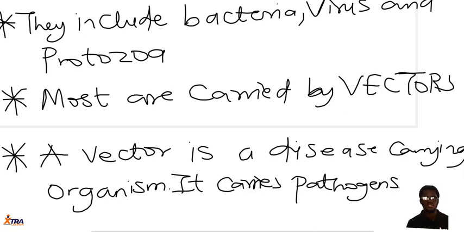So how do these pathogens then get into our bodies? There are varying ways in which they do that. For instance, they can get into our body through the skin. For example, there are some viruses that penetrate our body through the skin.